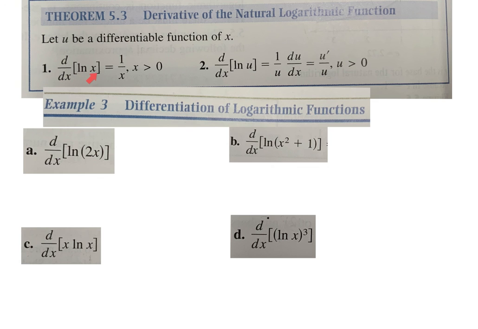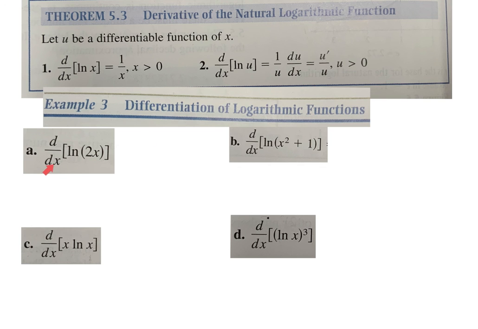So if I have the natural log of x and I'm taking the derivative, it's just going to be 1 over x. But if I have the natural log of a function, I have to take the derivative of the function, that is my numerator, and that is over the original function, that is my denominator. All right? So let's look at these examples.